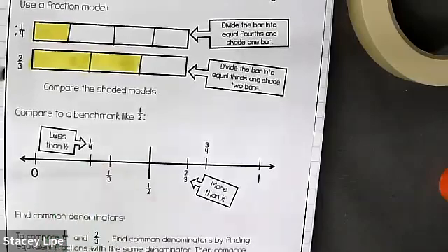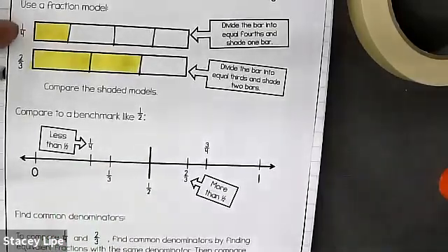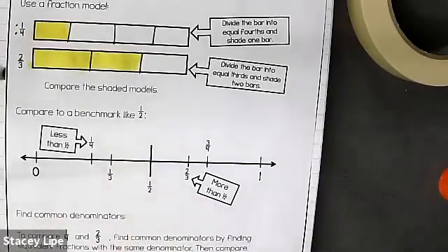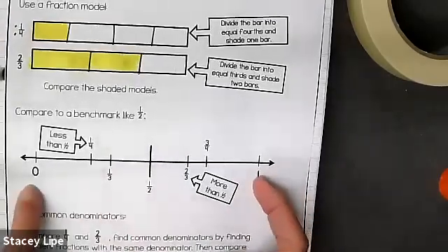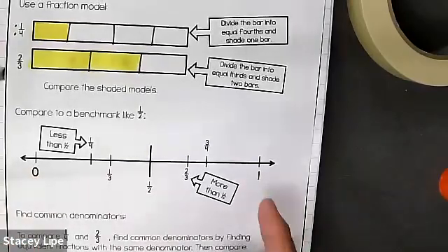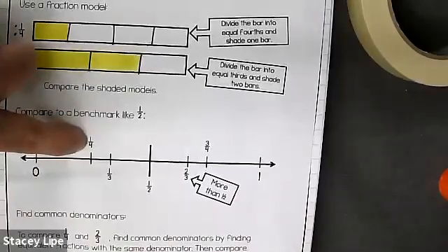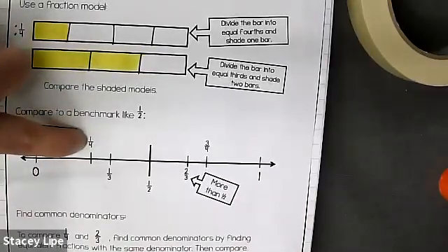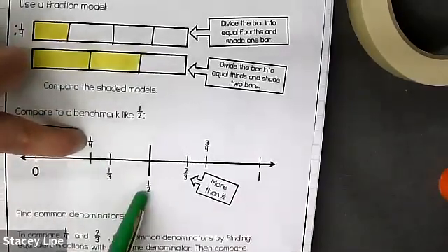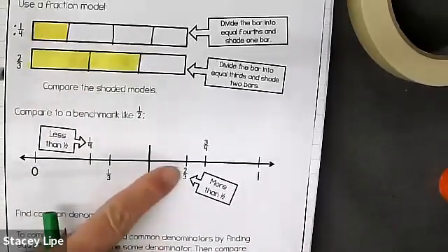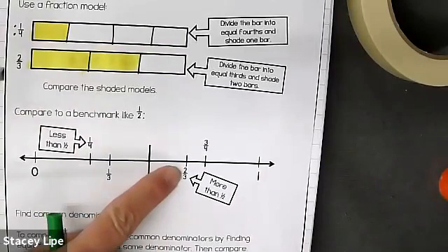So we're going to think about 1/4, and our benchmark is 1/2. All right, so 1/2 is directly in the middle of 0 and 1, and we're going to place 1/4 on the number line. When we place 1/4 on the number line, we see that it is less than 1/2. When we place 2/3 on the number line over here, we see that 2/3 is more than 1/2.